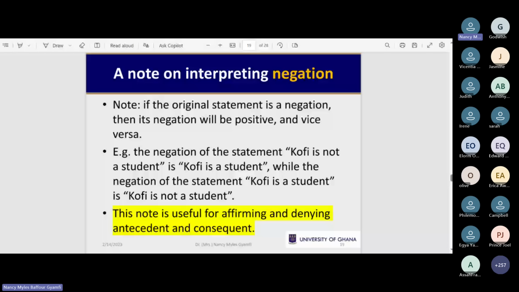You are all correct. So if the original statement is Kofi is not a boy, what will be the negation of this statement? All of us. Kofi is a boy. Good. So you see, two negations cancel themselves out, and the thing becomes positive. That's why we say negation. Do you remember?